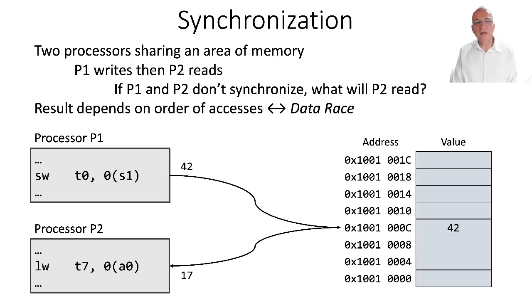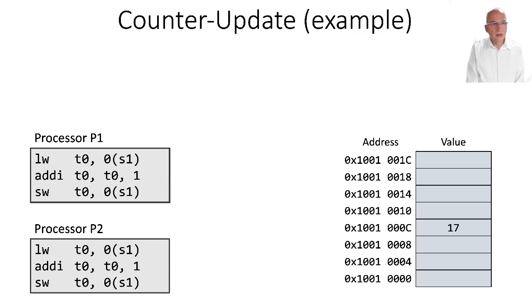Whenever I have a result that can depend on the order of access, like this one, I say that I have a data race. This is just a term used to indicate that the result of the read in P2 is unknown until the execution of the program. Here is a counter example, a counter update example. In this case, P1 is loading a value from memory, adding 1 to it, and storing the value to memory. And P2 is doing the same. So both of them are doing counter updates.